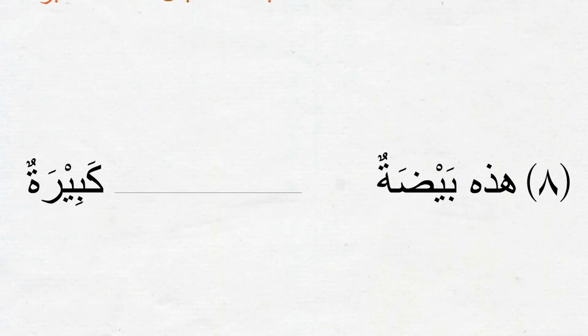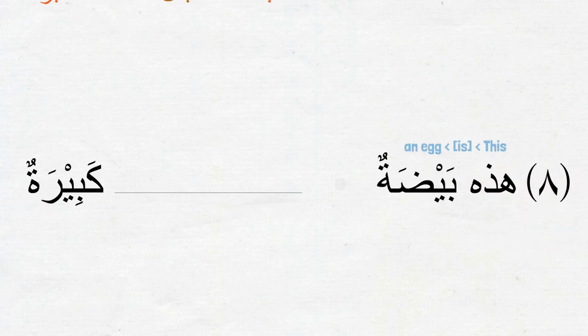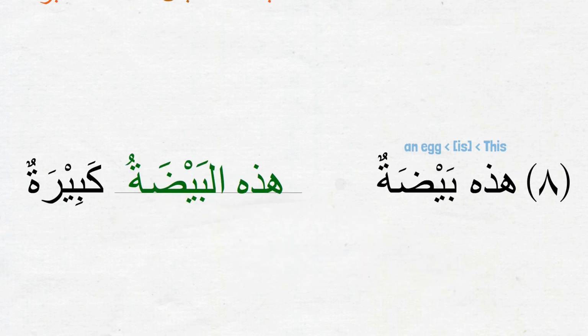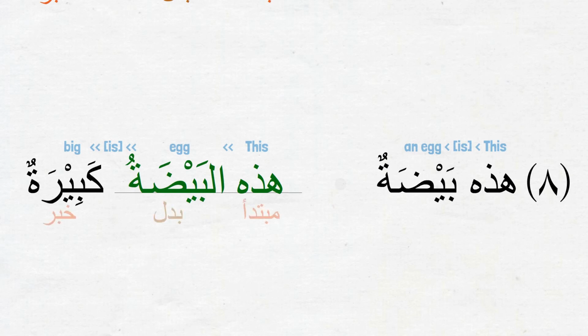Part 8. هذه بيضة. This is an egg. The next sentence then should start with هذه البيضة. So together we have هذه البيضة كبيرة. This egg is big. Notice the khabar كبيرة is coming as mu'annath here because the mubtada هذه is mu'annath. هذه is mu'annath because we are pointing at البيضة, which is a mu'annath ism.